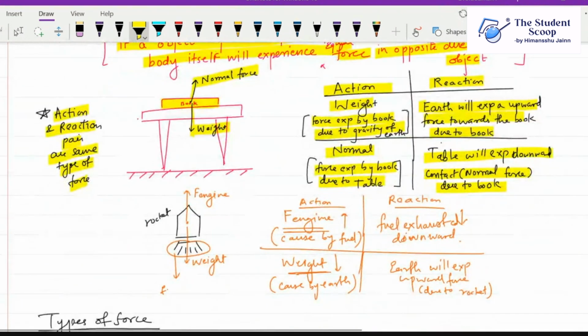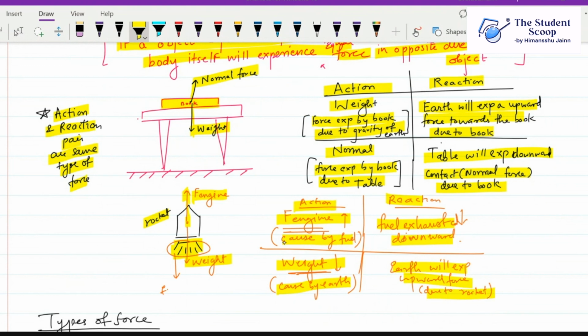Okay, I have another example. Imagine there is a rocket that is going upward. Now the rocket is experiencing an upward force from the engine, because the engine is pushing down all the mass, like the fuel bursting out of the bottom of the rocket, and the weight is acting downwards. So in this case, the action is the force due to the engine. This is caused by the fuel. So the reaction is the fuel experiencing a downward force. That's the fuel coming out at the bottom. Similarly, weight is a downward force caused by the Earth. So Earth will experience an upward force due to the rocket.